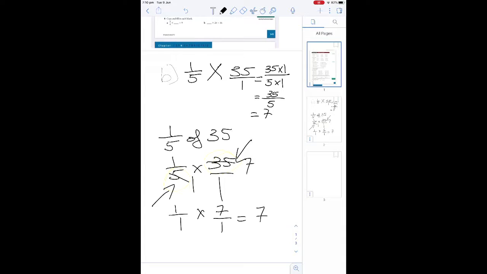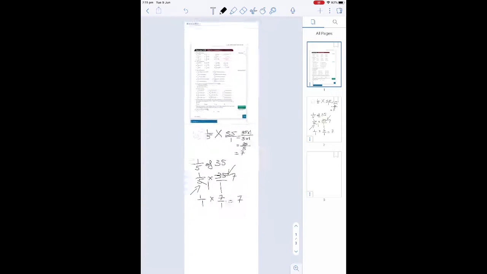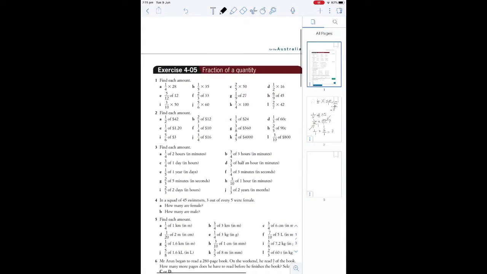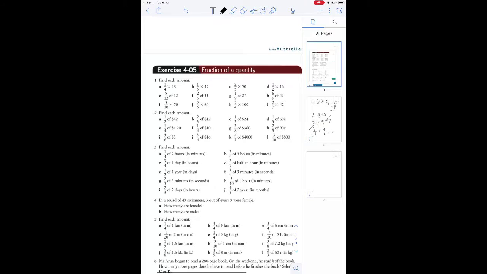Now you might say, Miss, that's the same answer. It is, but if this was a more complex question, this would be really easier for you. So there are two methods for solving B. Let's have a look at another example where the numerator is not 1, like, for example, 2/3 of 33.